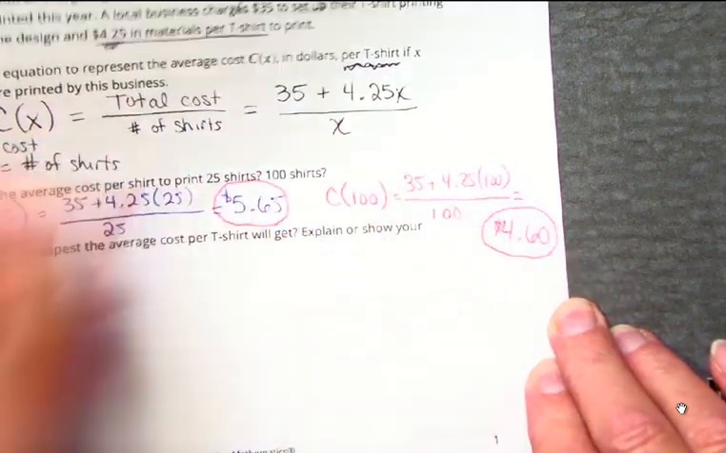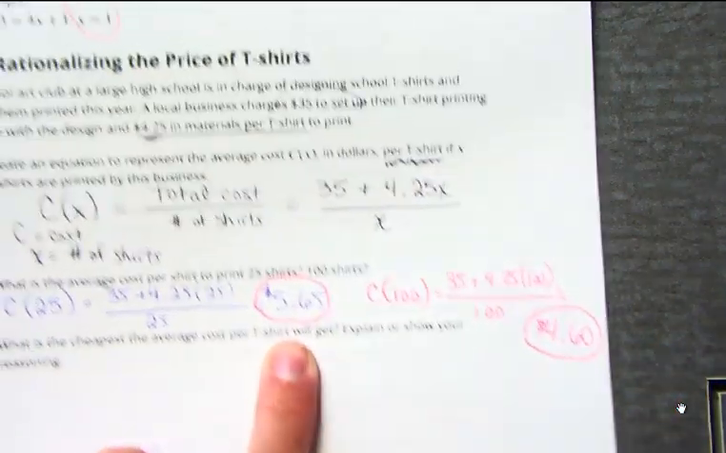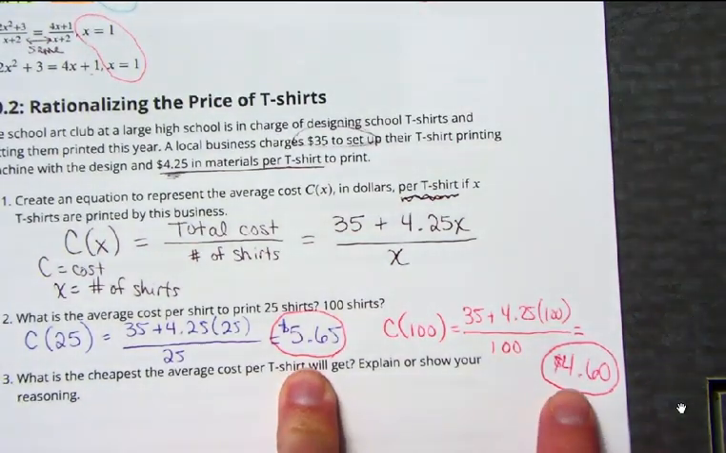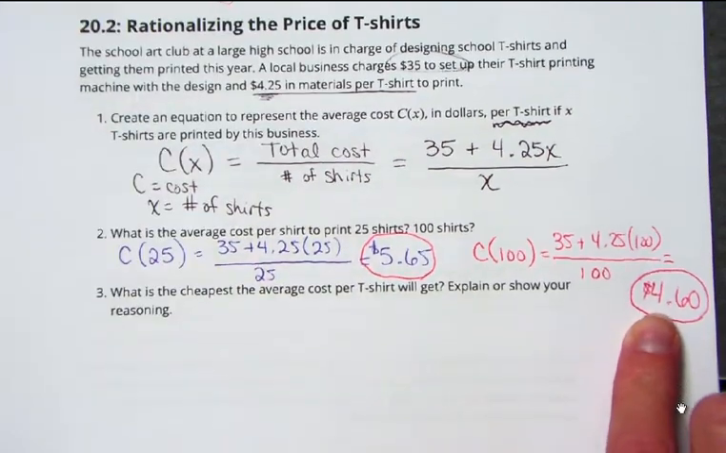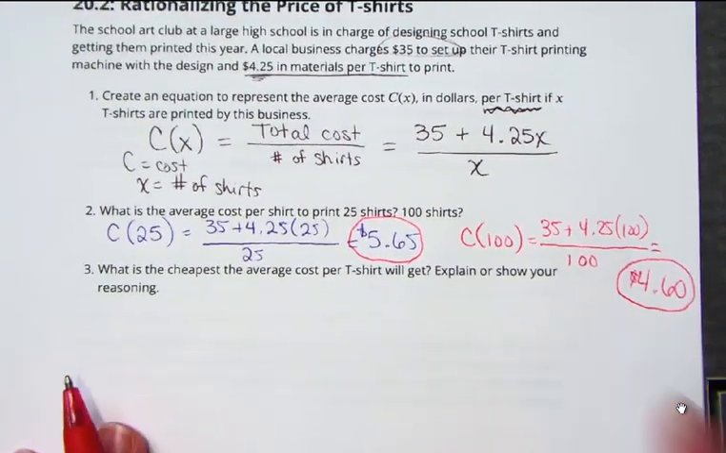So 25 shirts is going to cost each student $5.65. But if they can get 100 people to order shirts, they can get it cheaper, at $4.60 per shirt. So that's kind of a nice way to start reducing prices, is that you have to sell more.